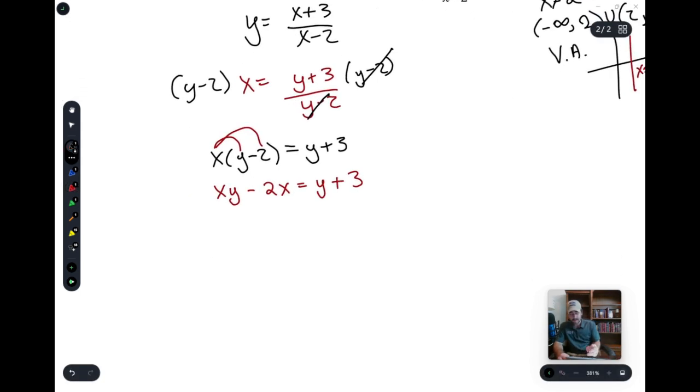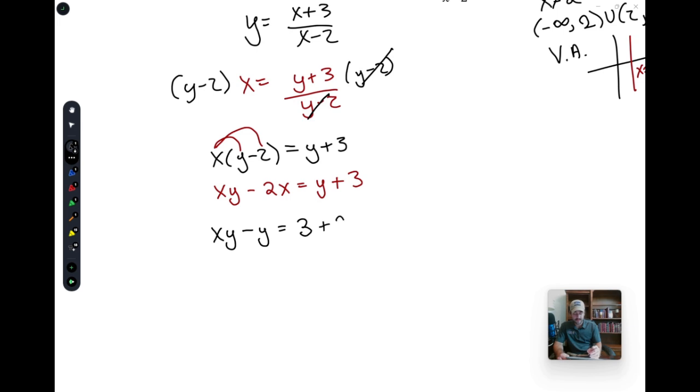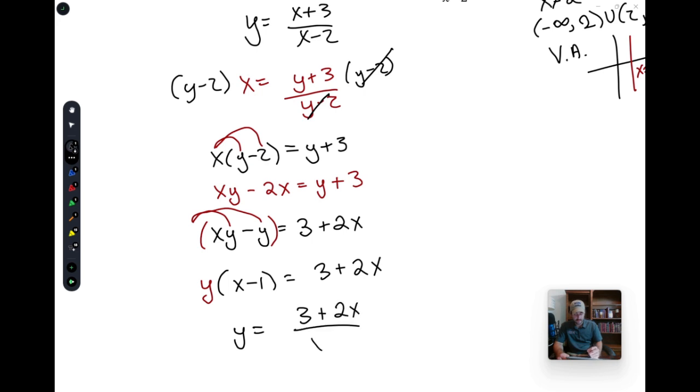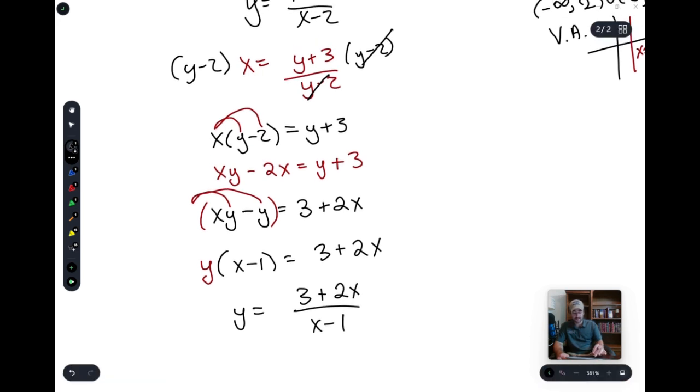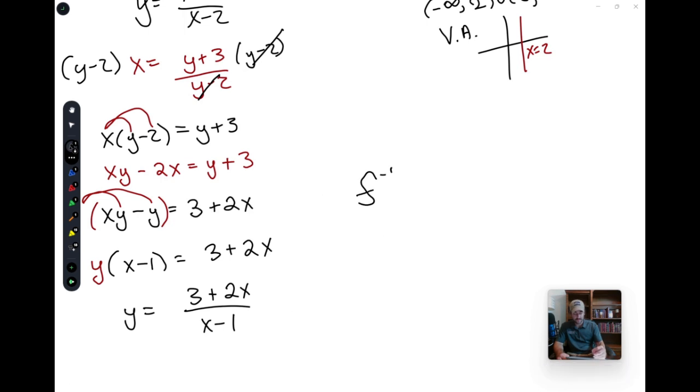Let's see. So if I move this y over, I'll get xy minus y equals, and I move this 2x over, 3 plus 2x. And now I see a spot where I can reverse distribute or factor out a y to get one y out of two y's. Now we get y times (x minus 1) equals 3 plus 2x. And to get y by itself, (3 plus 2x) over (x minus 1). Now this is where it's really cool. So that's our inverse. f inverse of x equals (2x plus 3) over (x minus 1).